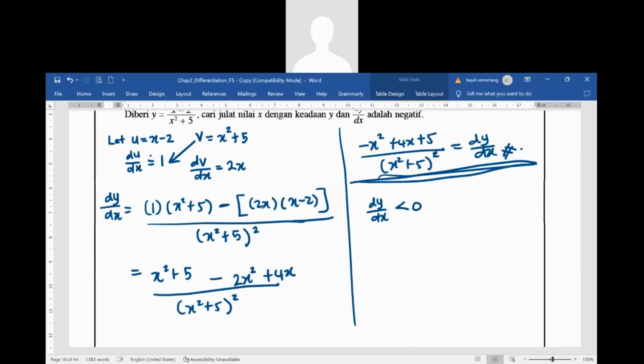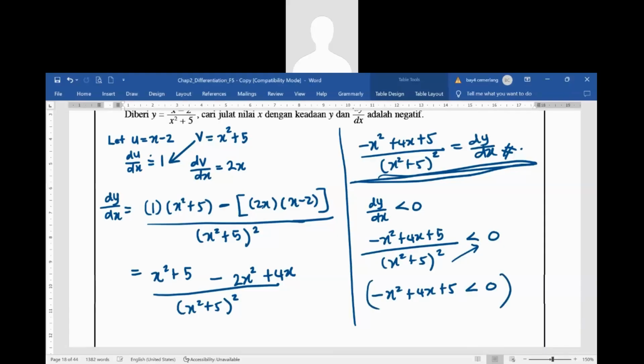Less than 0. Negative dalam matematik membawa maksud apa? Less than 0. So, what is your dy dx? Dy dx dia, you follow the question, okay? Less than 0. Then, darab dengan 0, dia akan hilang lah. So, negative x square plus 4x plus 5 less than 0.